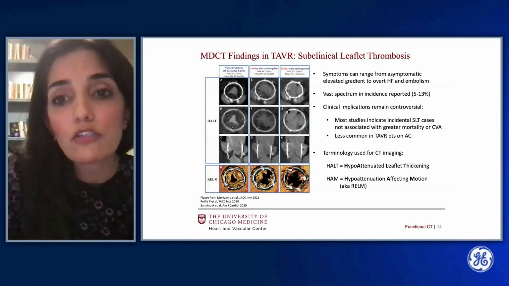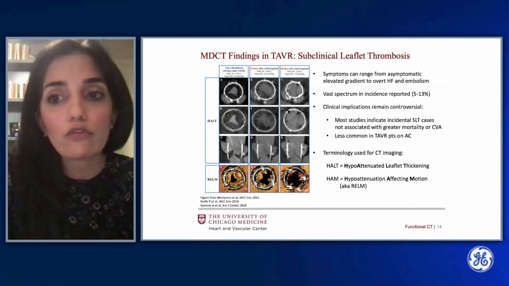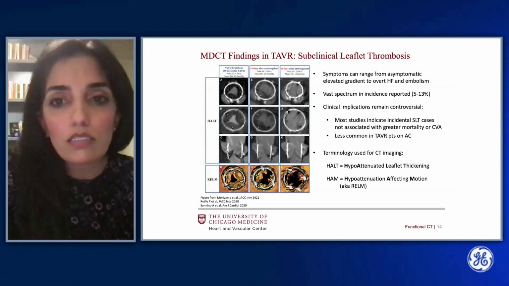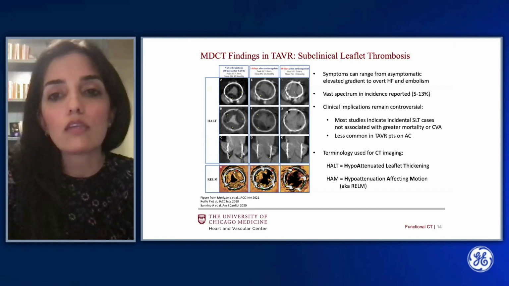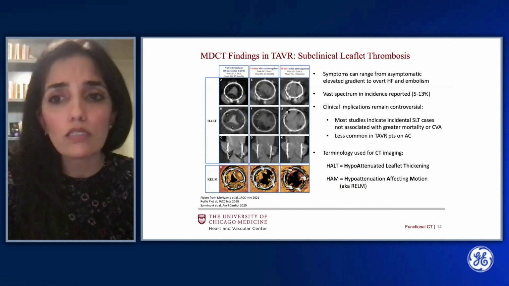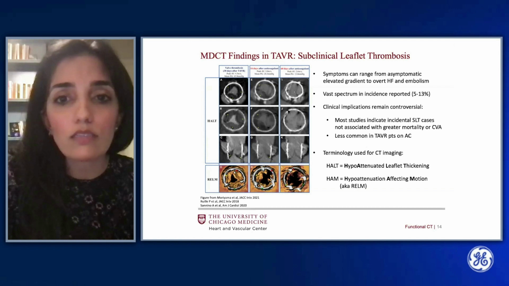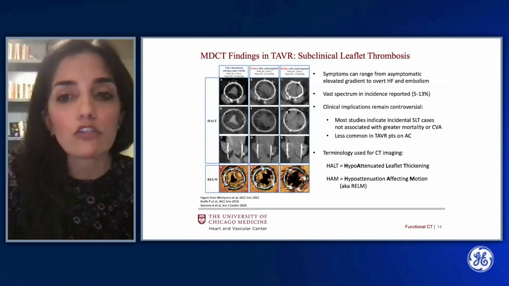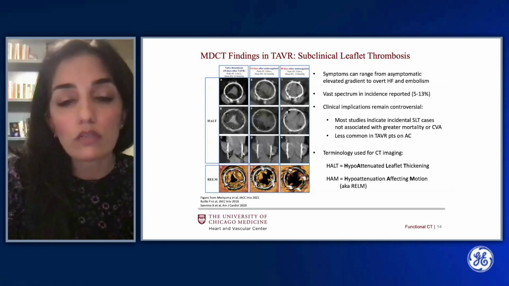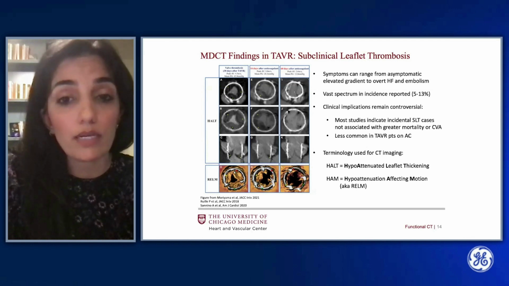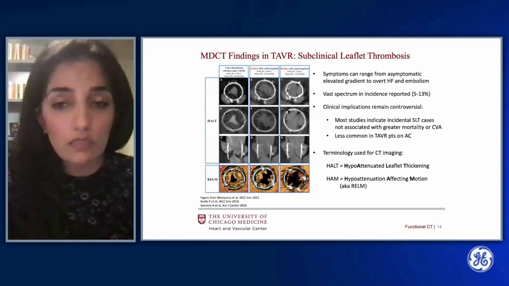The clinical implications of this entity remain somewhat controversial, with most studies indicating that incidental subclinical leaflet thrombosis is not associated with greater mortality or stroke risk, but with the observation that rates of this are far lower in patients who are on systemic anticoagulation when compared to their counterparts on antiplatelet therapy alone. Regardless, recognition of this is greatly aided by cardiac CT, with two specific terminologies used to describe abnormalities.